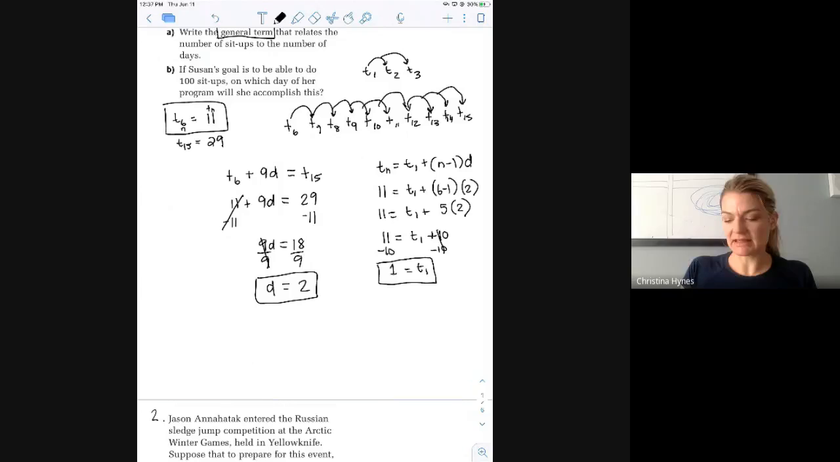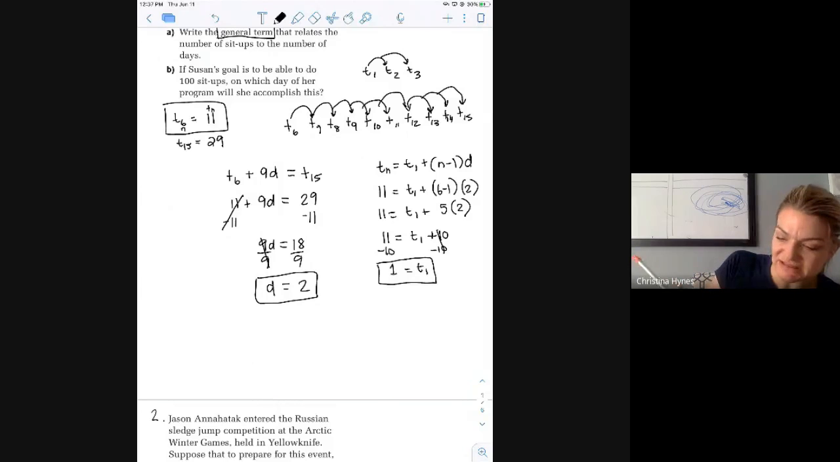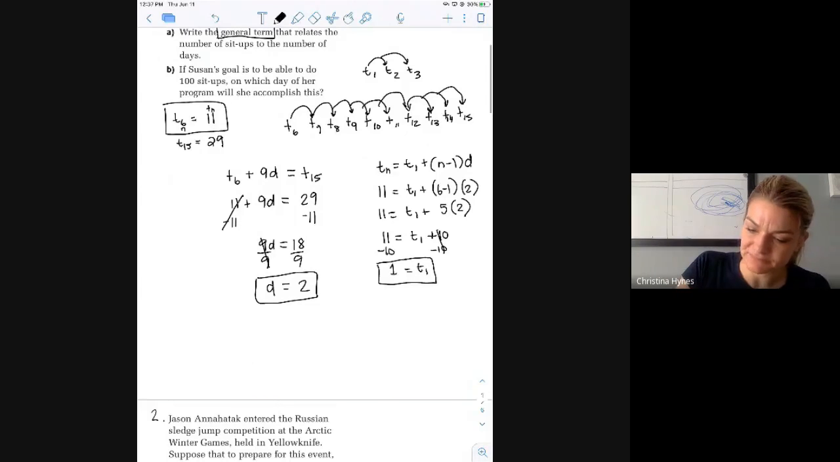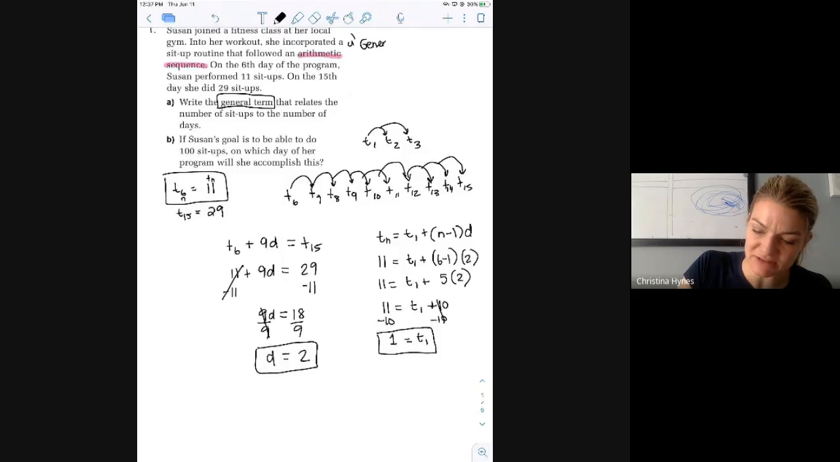That is what I need, because now we're going to write the general term equation. This is what question 8 actually wants. You had to do all this work just to get your D and your T1 value to fill this in. So your general term equation is now filling this equation in with your T1 and your D value and then simplifying the equation.